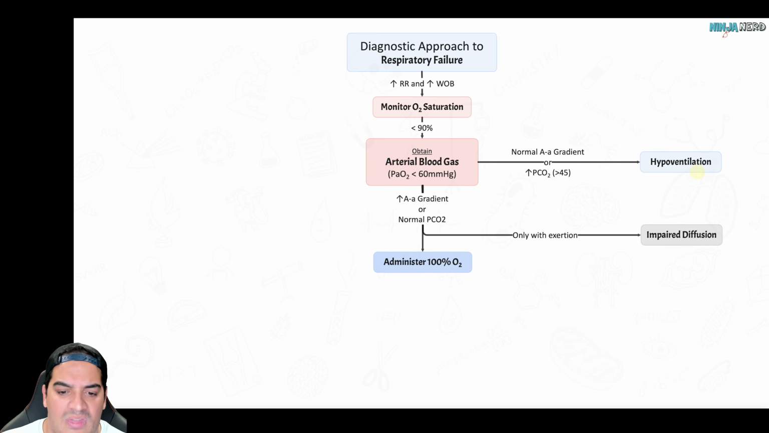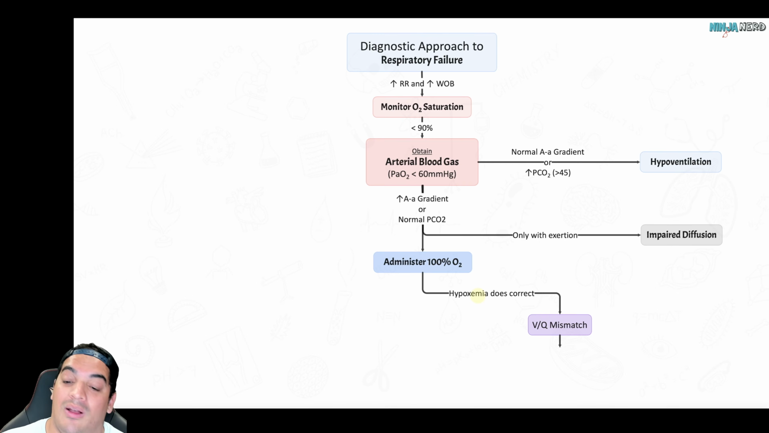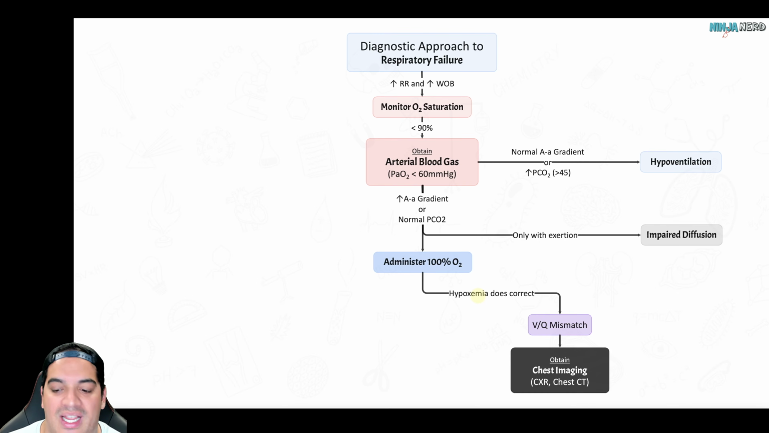But we're going to go to the shunt and the VQ mismatch. You give these patients 100% oxygen. This is really the test. If you give them 100% oxygen and the hypoxemia does improve, so their SpO2 goes up or you get an ABG afterwards and it goes up, that's suggestive of a VQ mismatch because there's some ventilation that's getting there. So then you've got to think, okay, from the VQ mismatch, which one could it be? Well, how do I really determine that? Get a lot of different tests. Get some chest imaging. Get a chest x-ray. Get a chest CT.